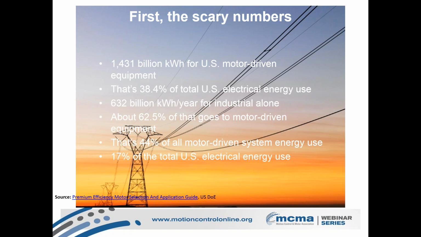The industrial sector in particular consumes quite a lot, 632 billion kilowatt hours per year in the industrial sectors, and about 62.5% of that just goes to motor-driven equipment. That's 44% of all motor-driven system energy. So, when it started looking at ways to stop using so much energy, motors were a pretty obvious place to look. You're looking at 17% of the U.S. total electrical energy use. So if we could get more efficient in any small part on this, it would make a big difference.